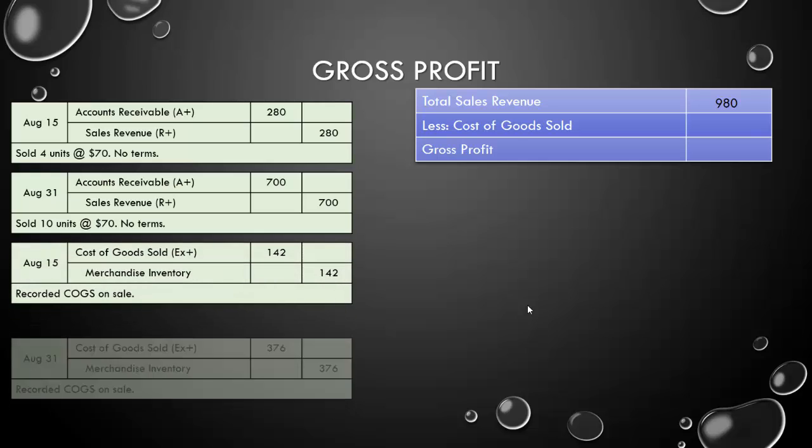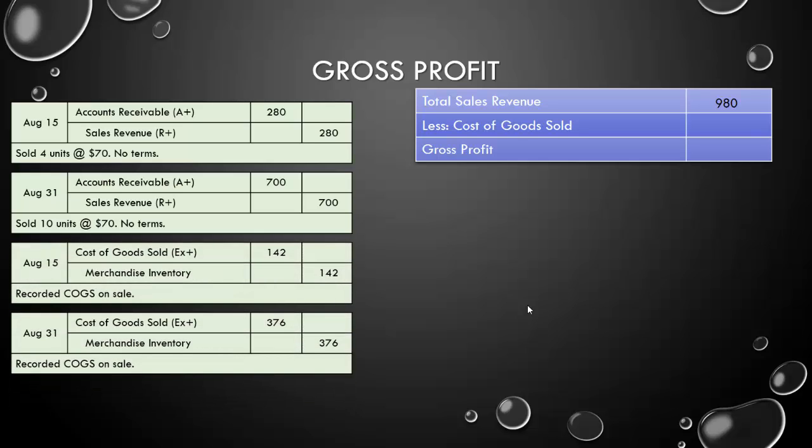For cost of goods sold, we had 2 transactions. We recorded a $142 debit to COGS on August 15th and a $376 debit to cost of goods sold on August 31st. If we add those 2 together, we get $518, which means our gross profit is going to be revenue minus COGS, or $462.